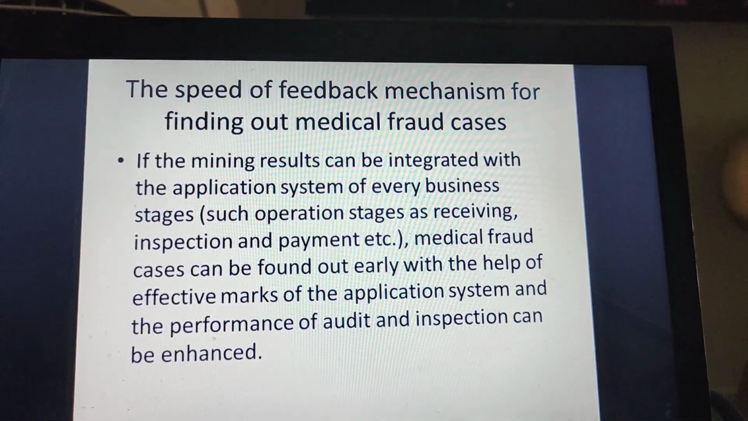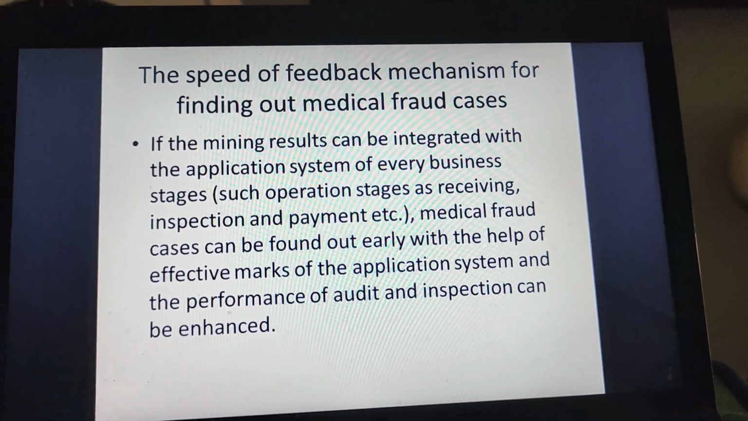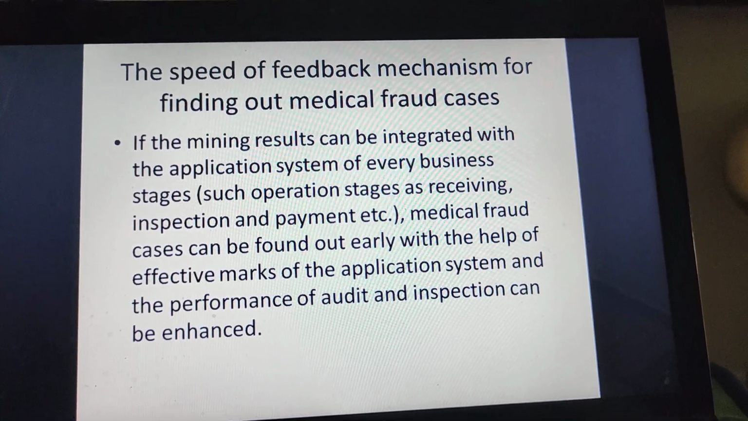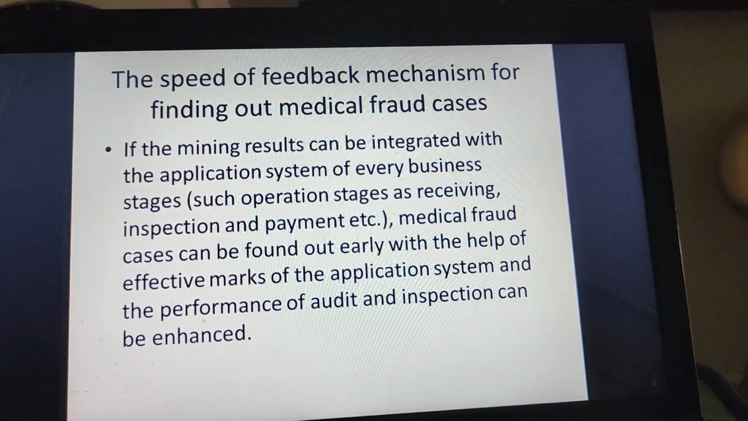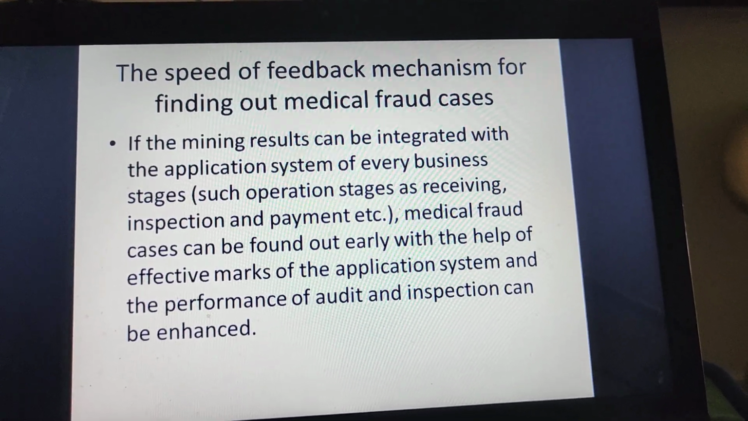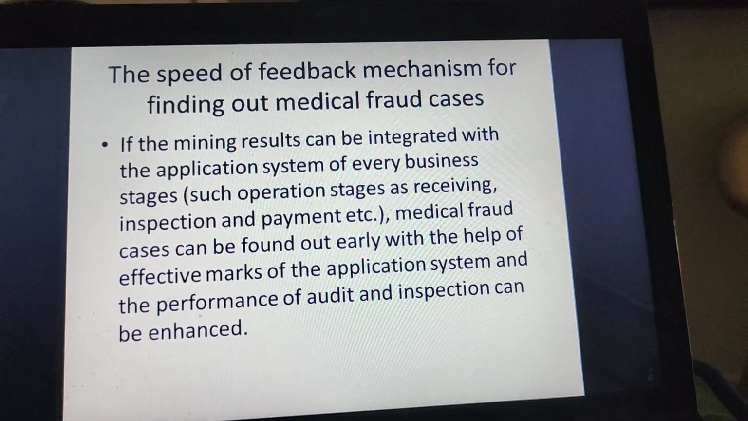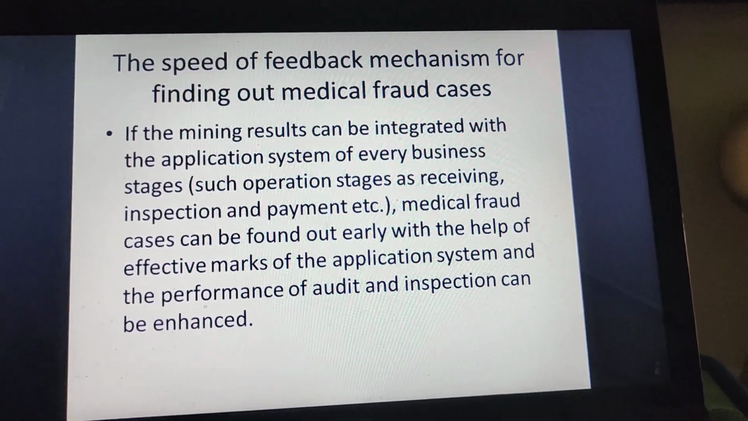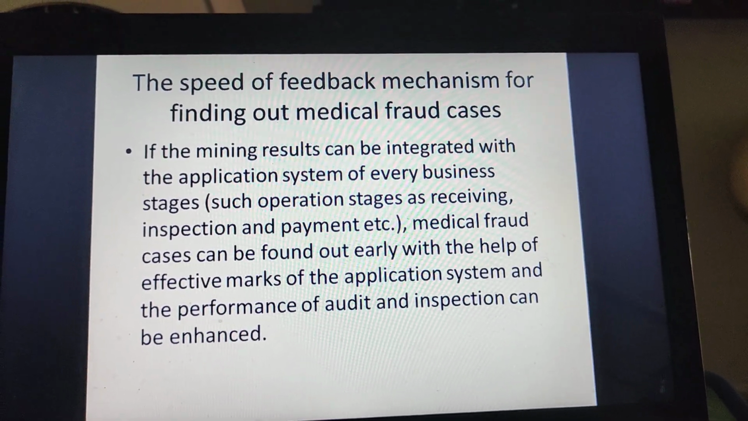Speed of the feedback mechanism for finding out medical fraud cases. If the mining results can be integrated with the application system of every business stage, medical fraud cases can be found out early with the help of effective marks of the application system, and the performance of audit and inspection can be enhanced.